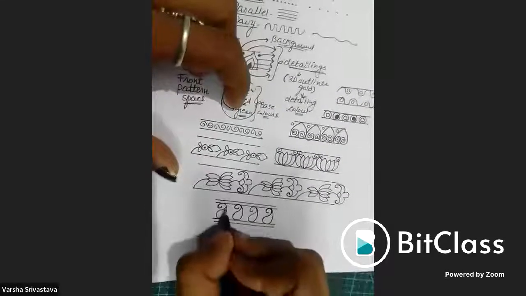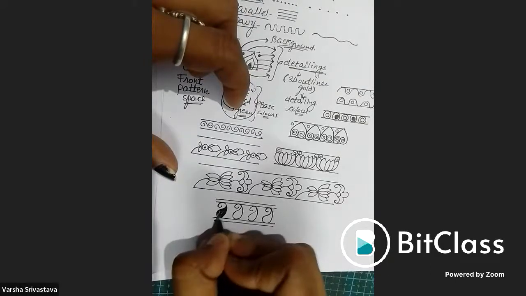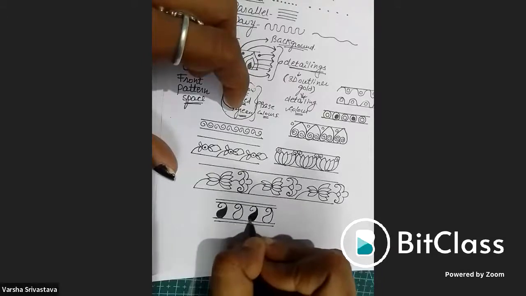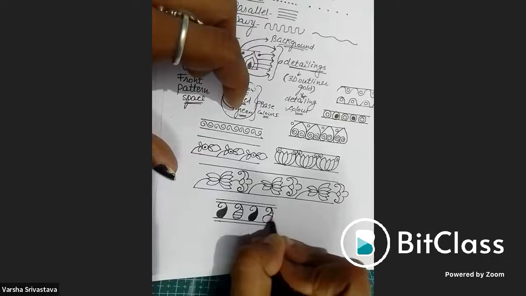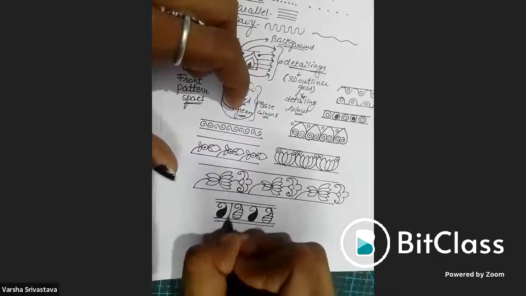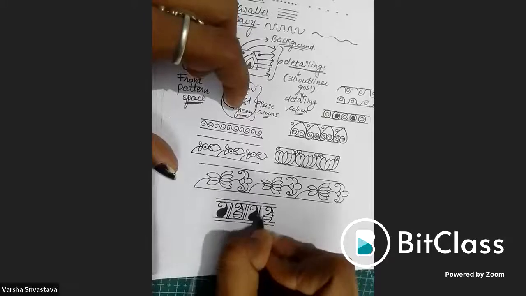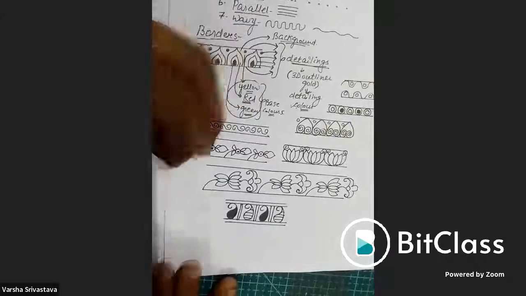Like this. I'm soliding the first mango motif. Like this. And I'm soliding the third one. And in the second and fourth mango motif, I'm going to make the horizontal lines like this. And between these, I'm making two lines like this to make it more detailed. And this was another border.